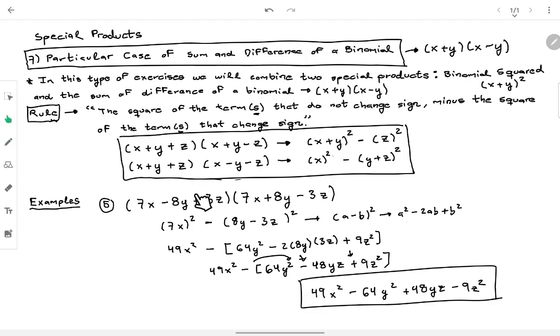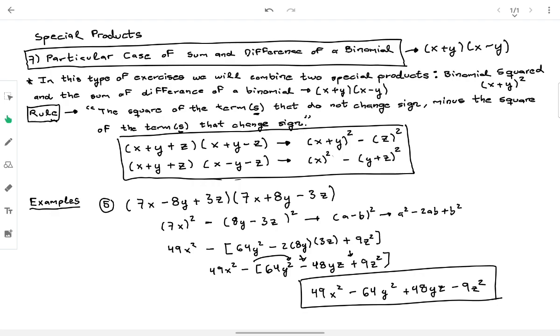So only remember this specific trick. If those that change signs have one positive and one negative, one positive, one negative, we need to respect that here we need to put one positive and one negative. So that can be a little tricky sometimes. So be aware of this specific exercise. But it's always a combination of sum and difference of a binomial and of course binomial squared. So it's only applying that combination in every possibility that we can have.